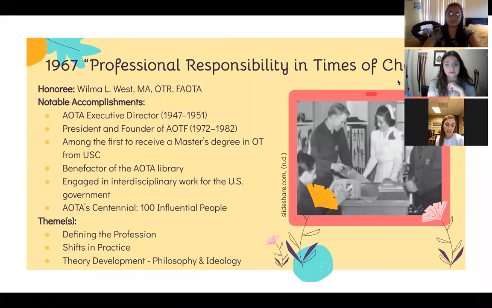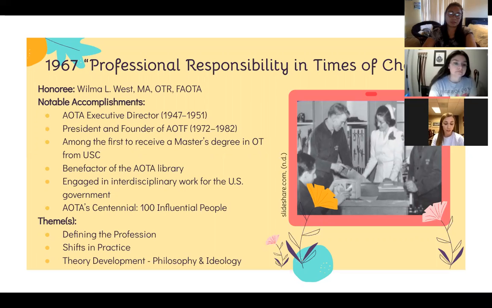For 1967, the honoree was Wilma West. I'm sure most of us are pretty familiar with her. Her lecture was titled Professional Responsibilities in Times of Change. Some of her notable accomplishments were that she was the executive director for AOTA for quite some time. She was the president and founder of AOTF.